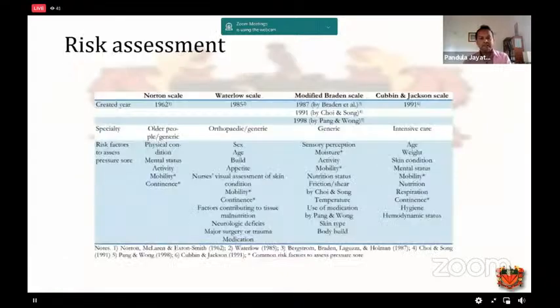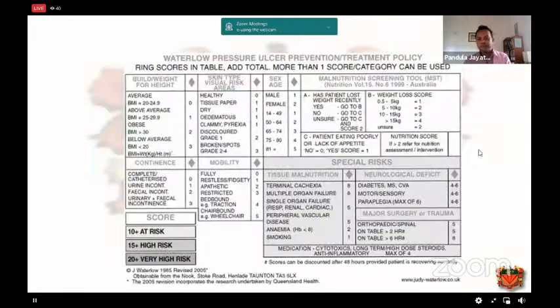So for risk assessment, there are various tools used by various institutions and countries, like the Norton scale, Waterloo scale, and modified Braden scale. I'm not going to detail them, but I will be showing this Waterloo scale for you to have an idea of what the risk factors are to develop bed sores.